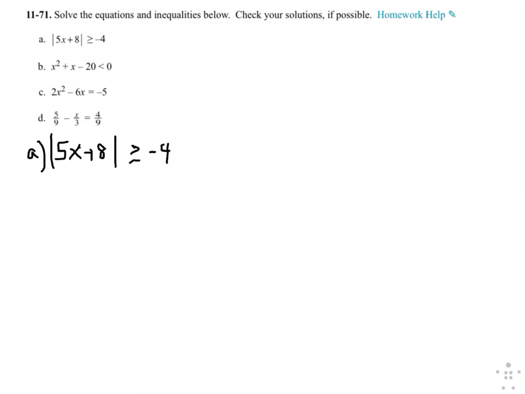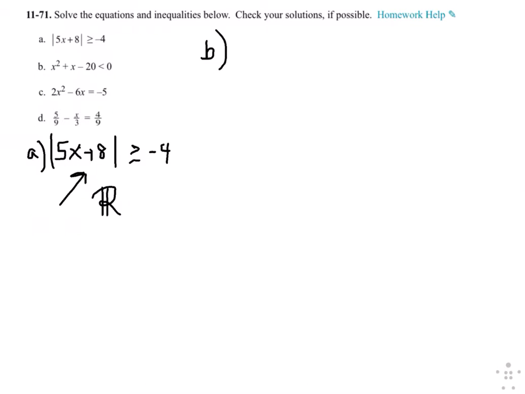So for A, if I look at this, I'm taking the absolute value of something, doesn't matter what it is. That's going to be a positive number. So it's saying, when will that be greater than or equal to -4? All the time, right? It's all real numbers, right? I can stop right there.